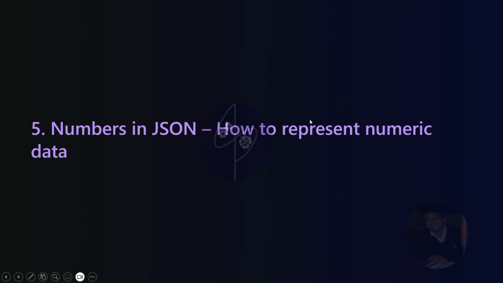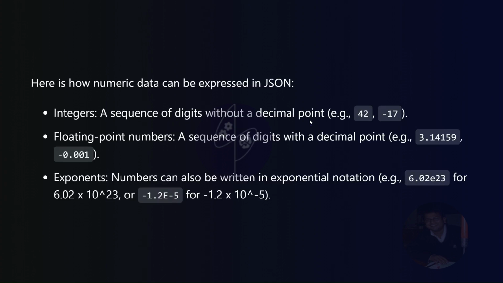Welcome back. In this session, we will look into numbers in JSON, how to represent numeric data. In JSON, JavaScript Object Notation, numeric data is represented in a straightforward manner. JSON supports number data types, which can be either integers or floating point numbers. There is no distinction between different types of numbers, such as int, float, or double. All numbers are represented in the same way.